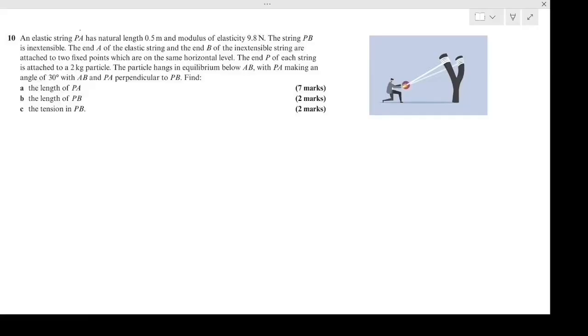So how on earth are we going to draw this situation and what exactly is going on here? Firstly, we've got 2 strings again. We've got a string PA and then a string PB. And they're connected at P, right?